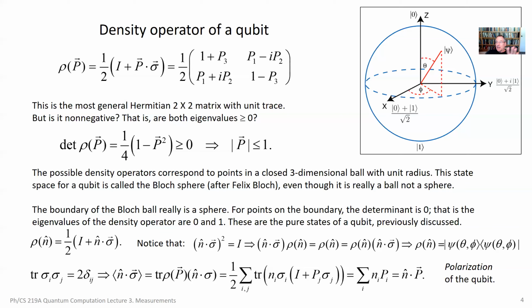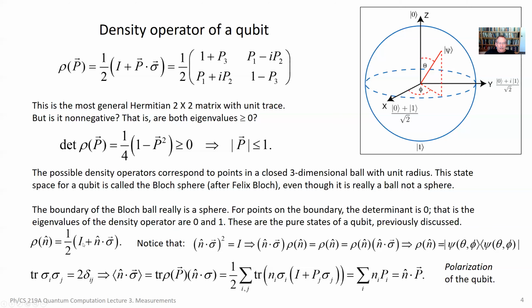That's when the determinant is equal to 0. That's when the state is pure. And that's what we already discussed in the previous lecture. We talked about the possible pure states of a qubit being in one-to-one correspondence with points on a two-dimensional sphere. We can recover what we said then in the following way. So the density operator for a pure state, that's the case in which the length of the vector p is equal to 1. In other words, it's a unit vector.